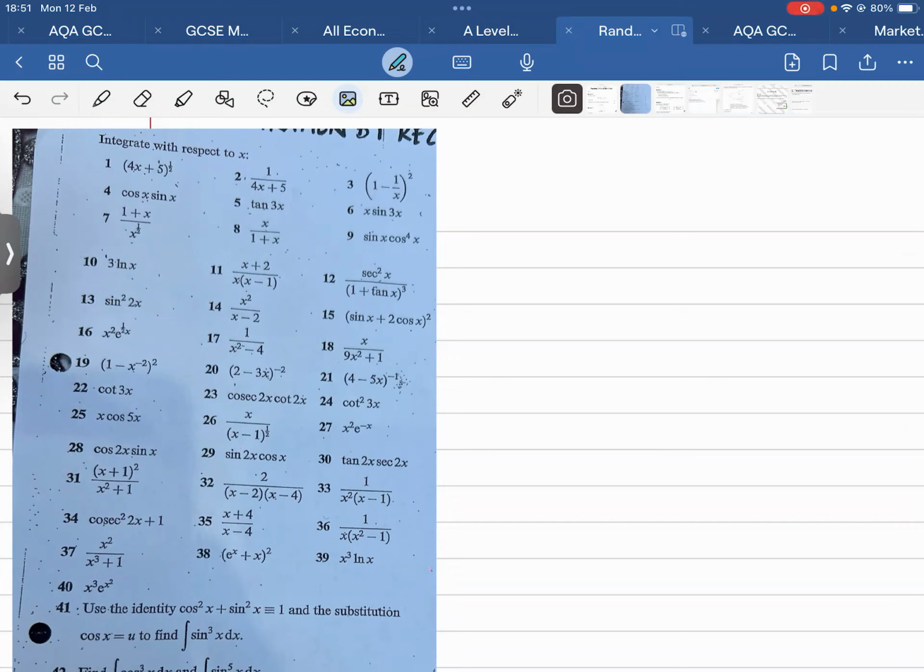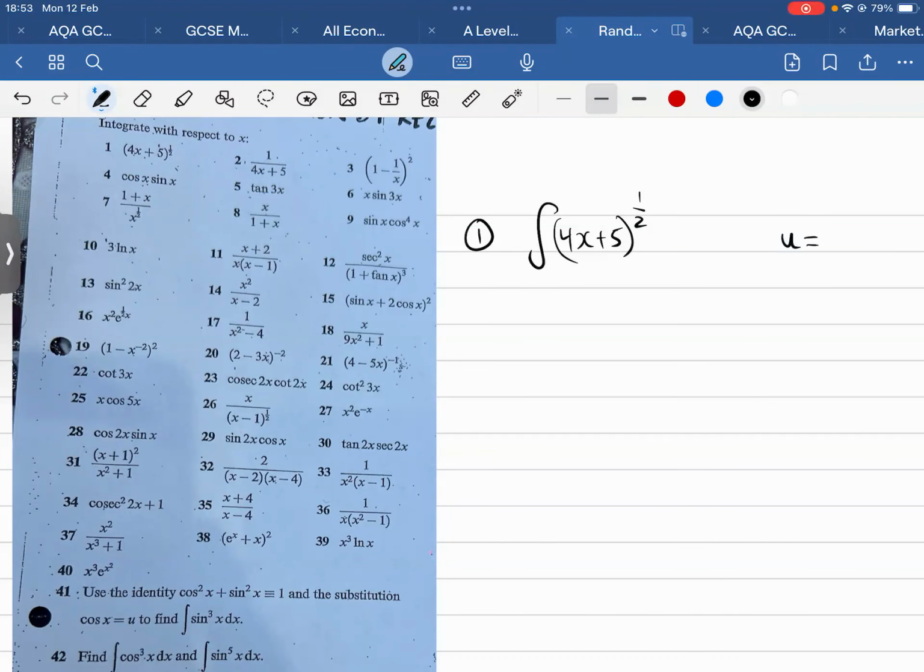So let's go through a few of them and just say what method to use. So if you saw question 1, what would you do? You can use reverse chain rule, right? Yep. And what else could you use? Substitution. Good. And what do you feel more confident doing? I like substitution. Cool. So what would you use as your u? 4x plus 5. Cool. Can you try that?